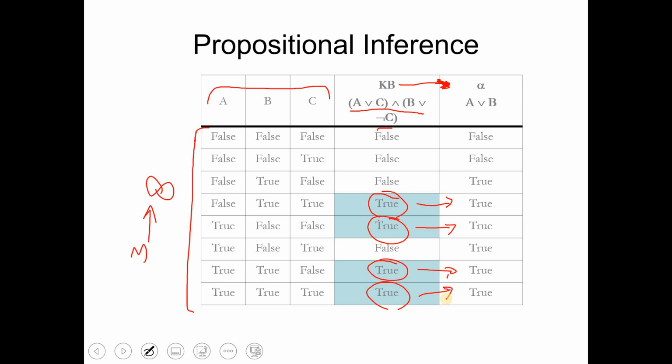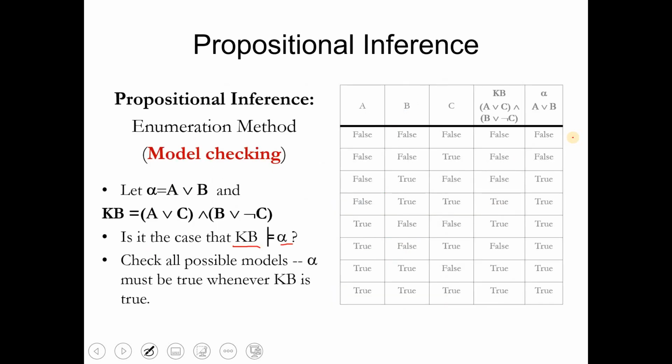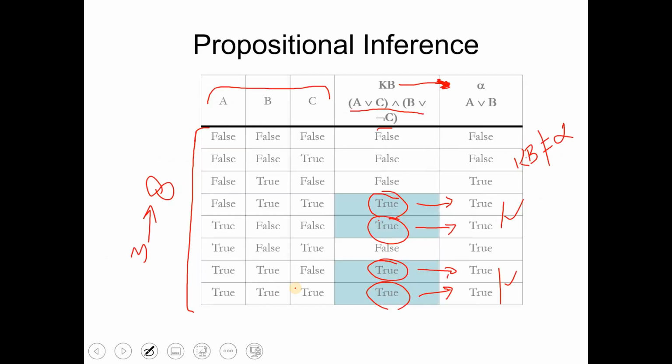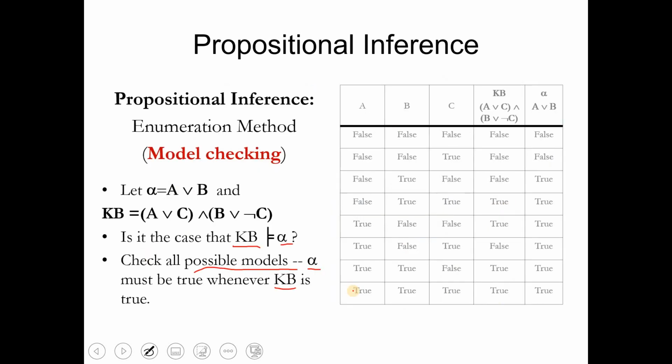When that is the case, I will say that the knowledge base entails alpha. Clear? So that is what is happening over here. We check all the possible models where alpha must be true whenever the knowledge base is true. Whenever the knowledge base is true, there are 4 cases. I will check if alpha is also true in those cases. Clear?